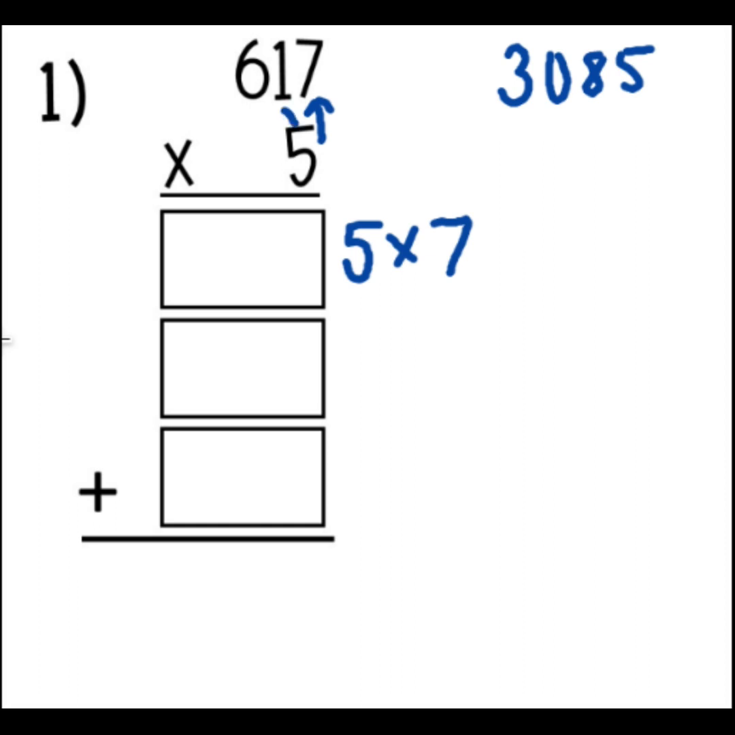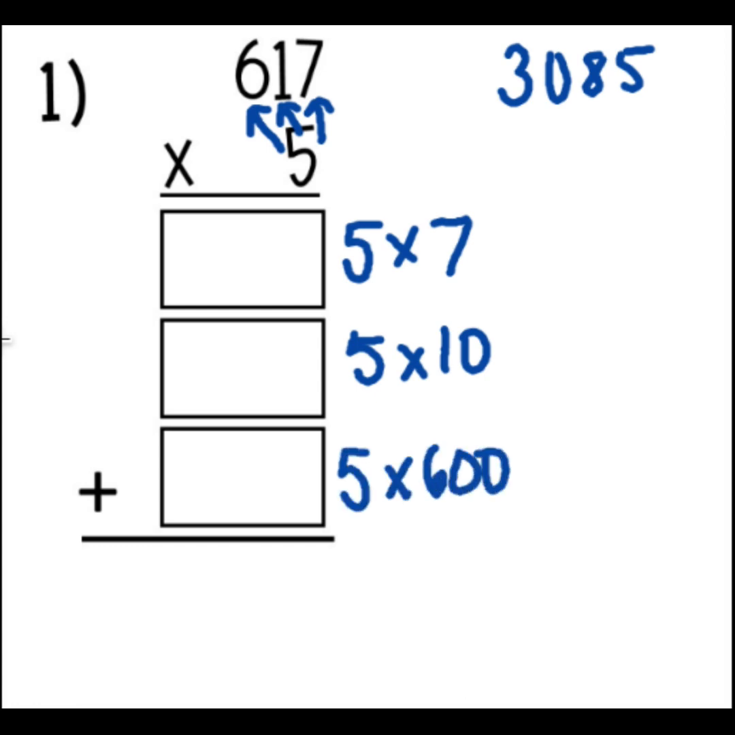Then I'm going to come over here, and I'm going to multiply my 5 times my 1. Except that 1 is not worth just 1. It's actually worth 10. So I'm going to do 5 times 10 in this block. And last but not least, we're going to take our 6 times 5, but that 6 is not worth 6. It's actually worth 600. So I have to write 5 times 600, okay?